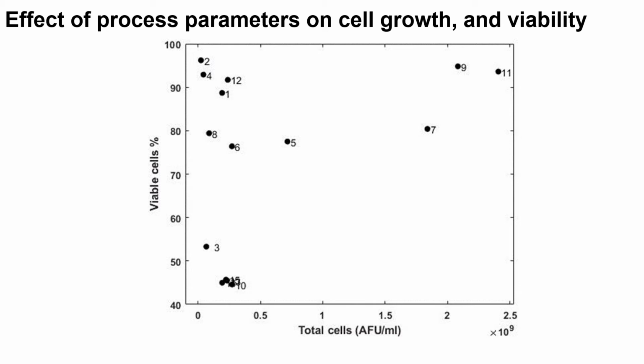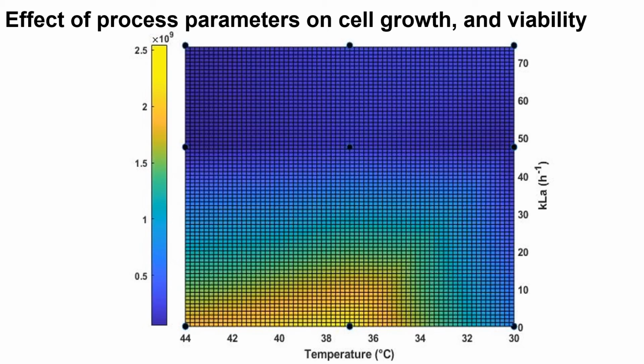It was evident that temperature and oxygen had a great impact on the growth. This is a surface plot with temperature on the x-axis and oxygen transfer rate on the y-axis. Blue color indicates low cell count and yellow indicates high cell count. This graph highlights that the growth was better at 37 degrees centigrade and 44 degrees centigrade with no aeration.